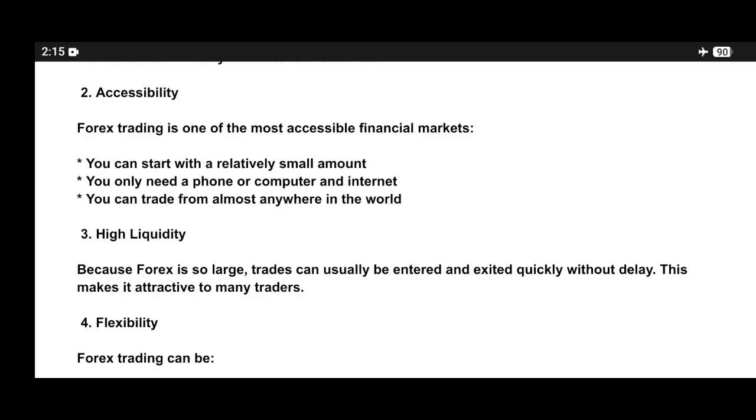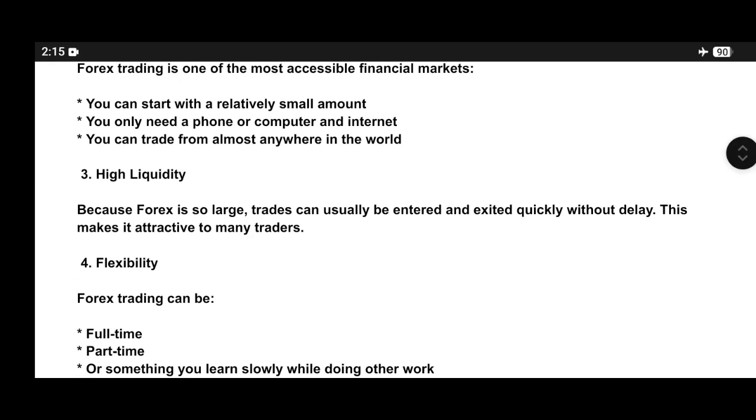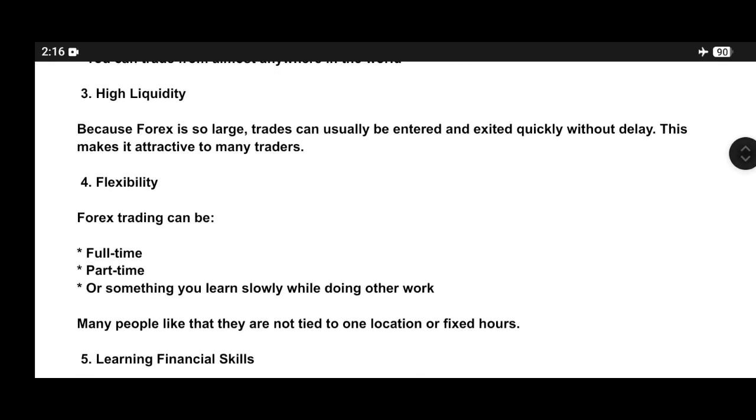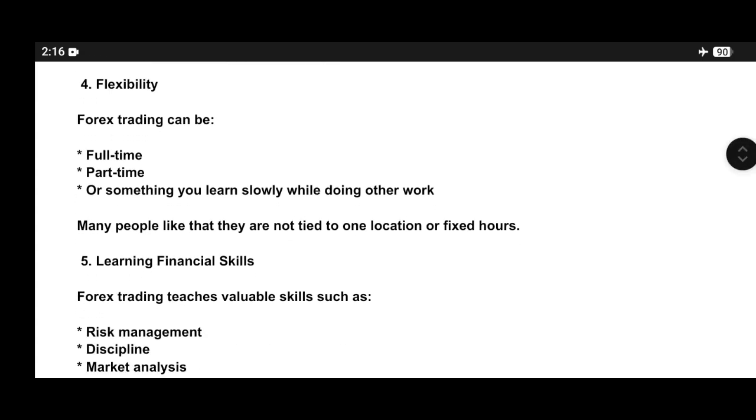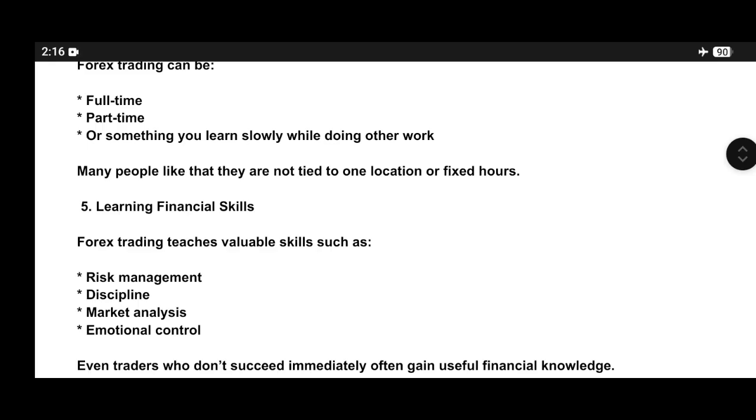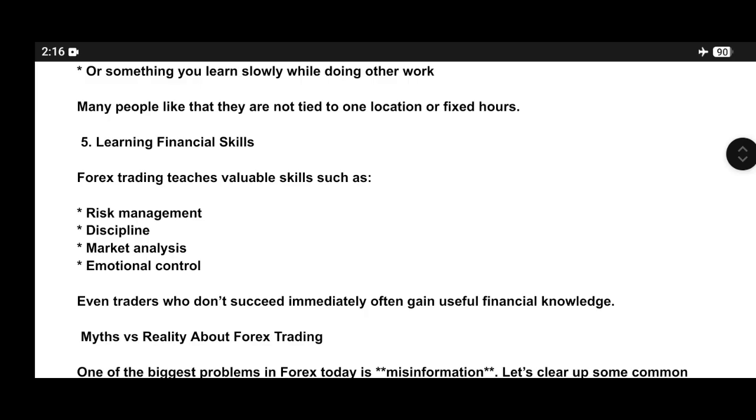Number four is flexibility. Forex trading can be full-time, part-time, or something you learn slowly while doing other work. I get it. Many people like that because they are not tied to one location or fixed hours. Number five is learning financial skills. Yes, forex trading teaches you valuable skills such as risk management, discipline, market analysis, and emotional control. Are you getting me? Even traders who don't succeed immediately often gain useful financial knowledge.